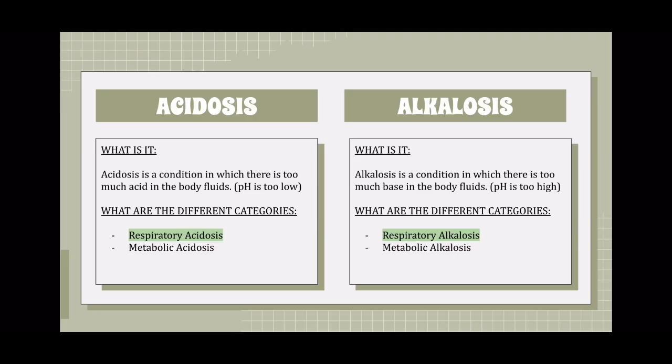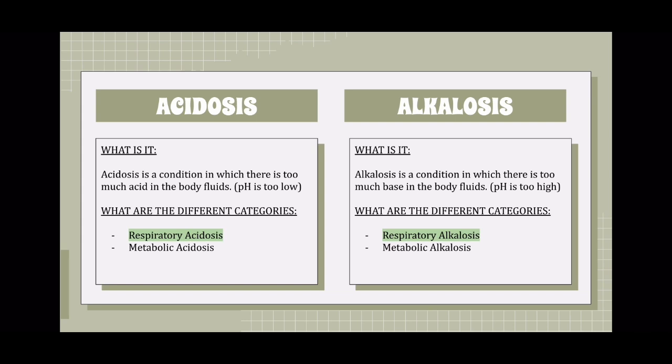So what is acidosis and alkalosis? Acidosis is a condition where there's too much acid in the body's fluids. In other words, the pH is too low. And alkalosis is where there are too many basic components in the body's fluids and pH is too high. And there are two main categories in both acidosis and alkalosis, which are respiratory and metabolic. I'm going to be focusing on respiratory for both, but metabolic acidosis and alkalosis can be more severe and more life-threatening than respiratory acidosis and respiratory alkalosis.